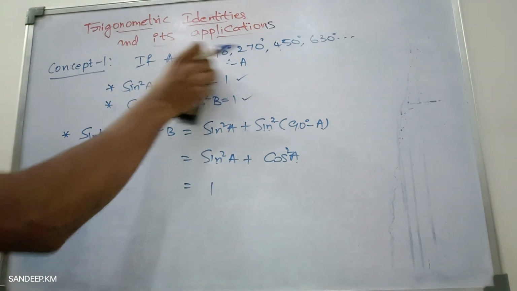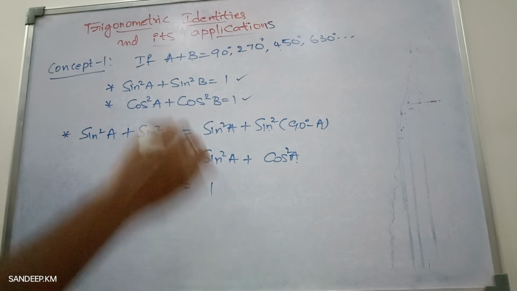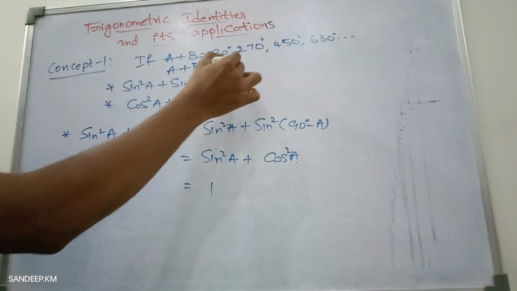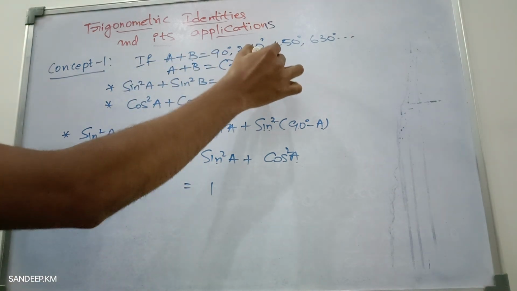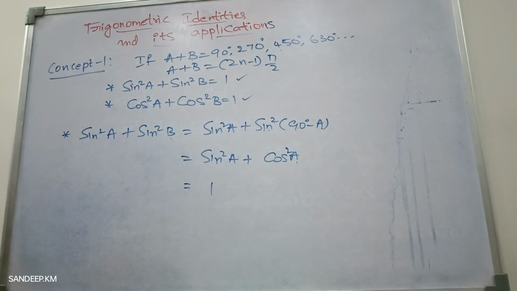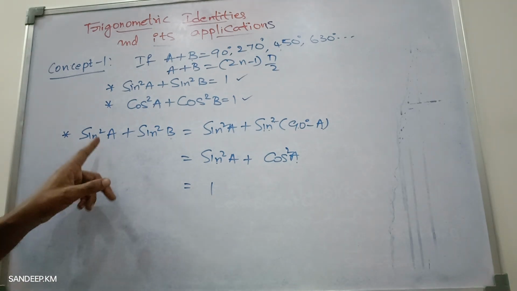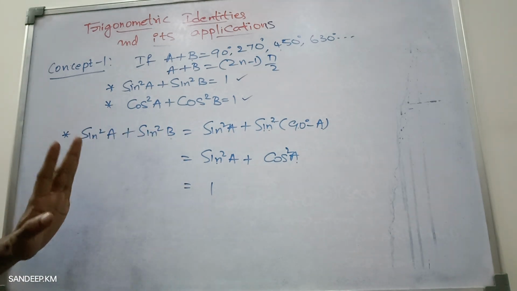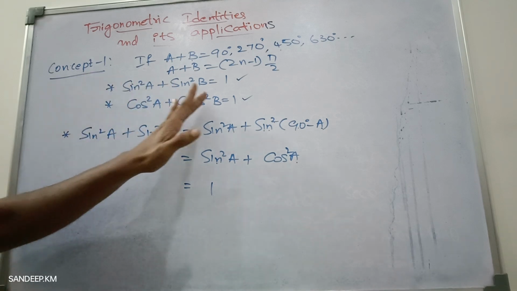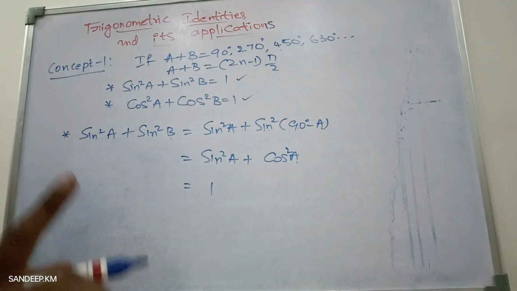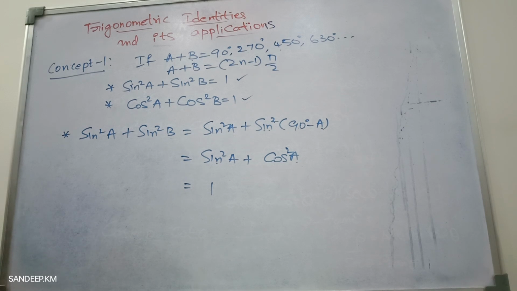So in general, whenever a plus b is equal to an odd multiple of pi by 2, sin square a plus sin square b is equal to 1, and cos square a plus cos square b is also equal to 1. So this is the first thing that you should remember while solving the problems, because we can use it directly.